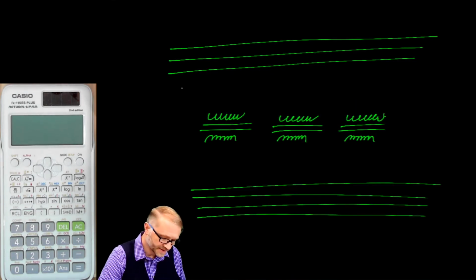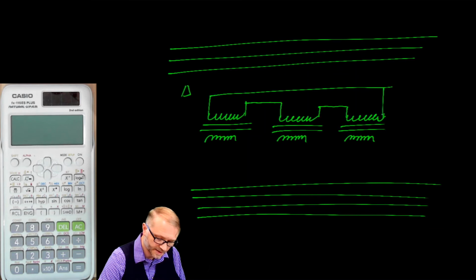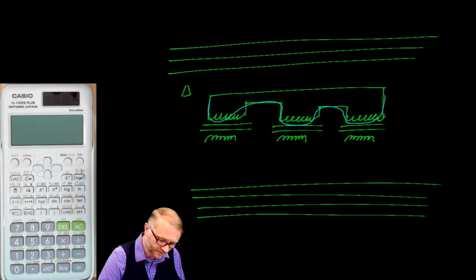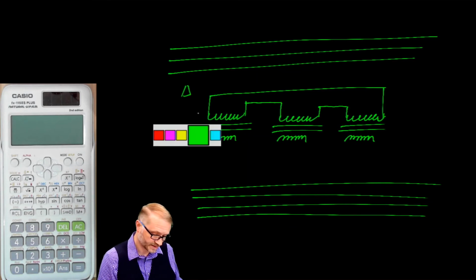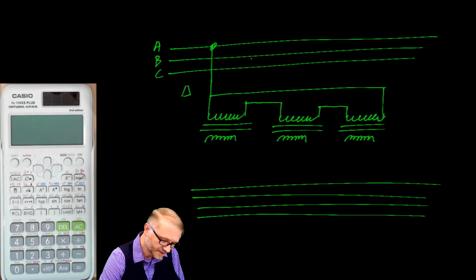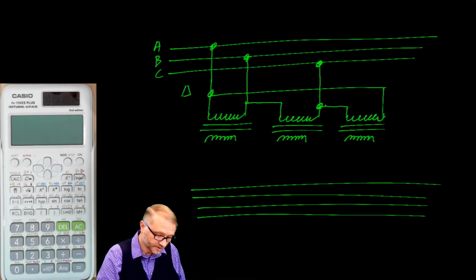A delta is a loop. So we could connect here, here, and then bring this wire over like this. So if we were to follow that, it's like, well, sure enough, we've made a loop. But now we need to connect it. So the connection to phase A would be there. The connection to phase B would be here. And the connection to phase C would be there. Again, this is identical to before.